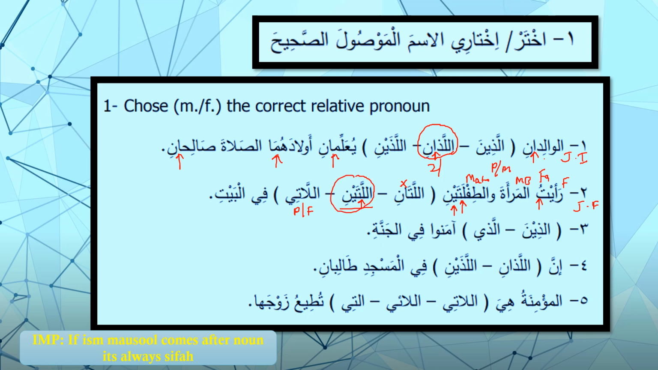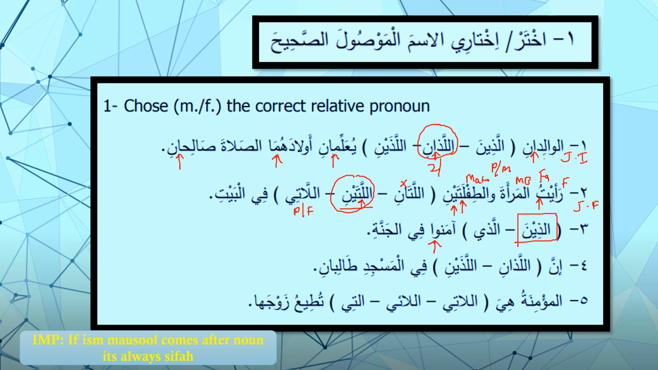Third one, alladhina or alladhi. Amanu fil jannati. What will you choose? Amanu, it's the jumla failure with vowel jama. So we know that we are talking about male plural. So will we use alladhi for single or the plural? Yes, definitely the plural for male is used.